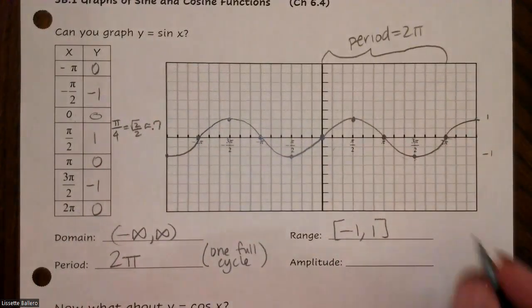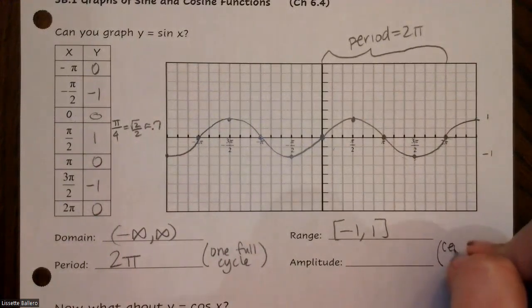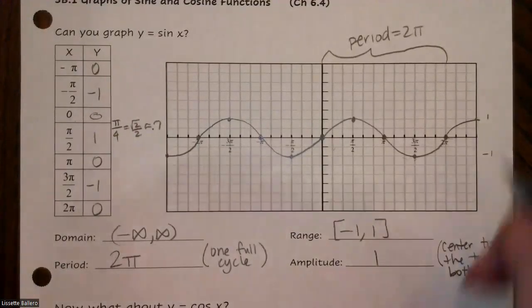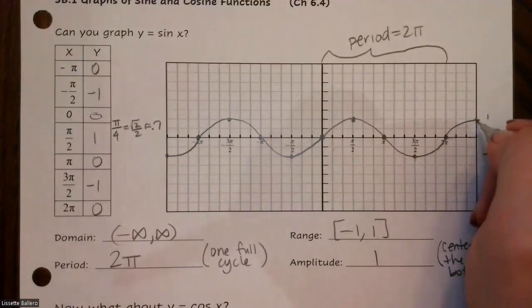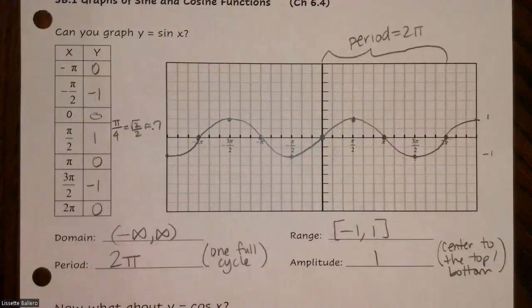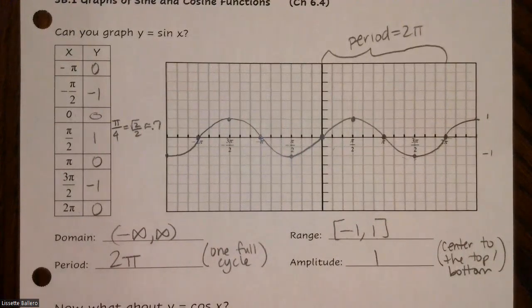The amplitude is the distance from the center to the top or the bottom of the graph. And so that distance is 1. It's from the center to the top or the center to the bottom. So it's a distance of 1. There is our sine parent function. That's all the stuff that you need to know so that you can transform this graph. So make sure that you know all of the different parts of that sine curve.